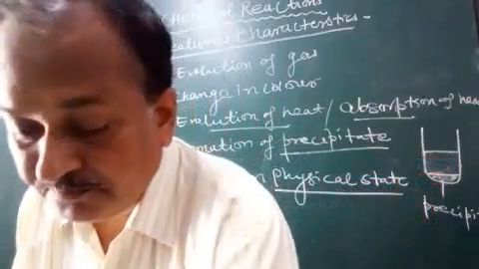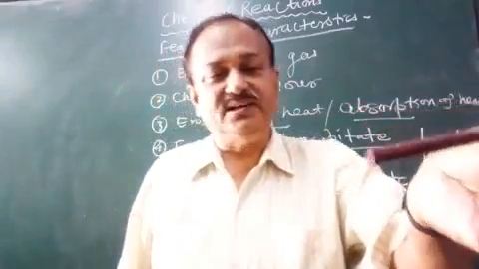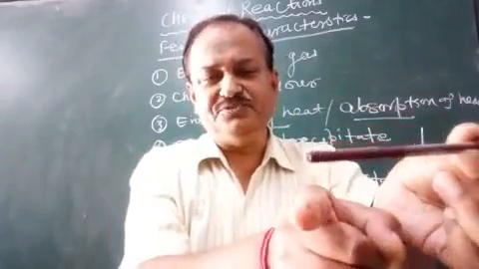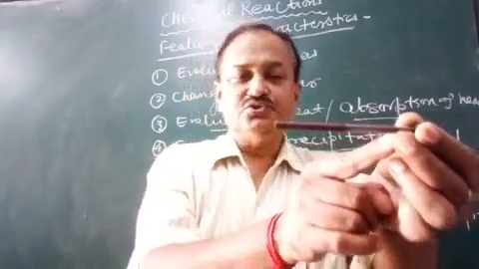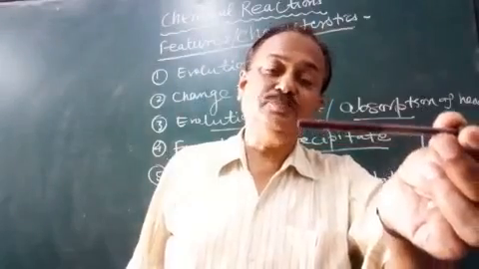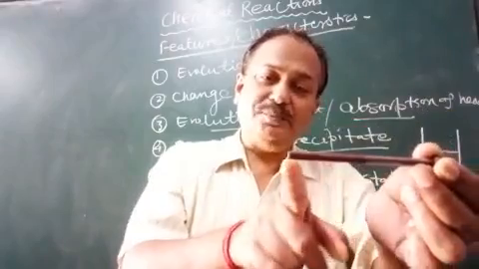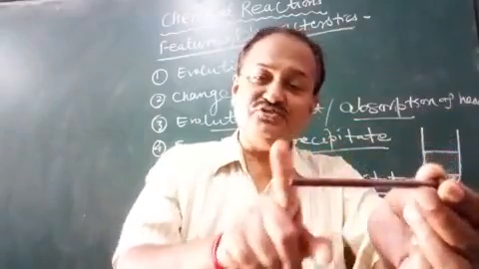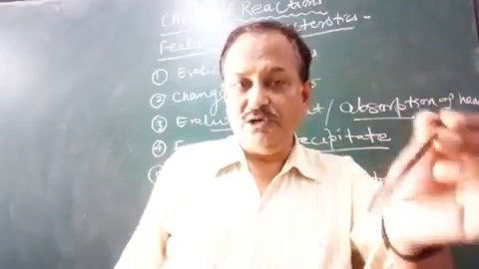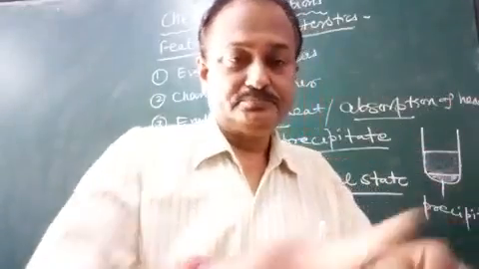See the lower portion, it has been deposited by the copper. See the lower portion from this place to this place. See the difference in color. So this is a displacement reaction, a single displacement reaction. Iron is more active, copper is less reactive. So iron has displaced copper from the copper sulfate solution. So this is a single displacement reaction.